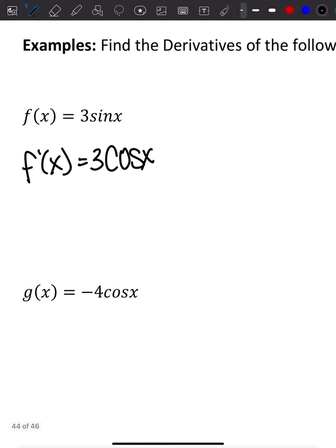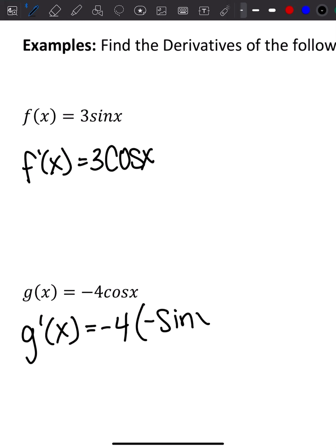For g of x equals negative 4 cosine x, though, I can do g prime of x equals negative 4 can plop down like we did with the 3. The derivative of cosine, which is negative sine of x. We can simplify this by multiplying those two things together. So negative 4 times negative sine of x to get 4 sine x.